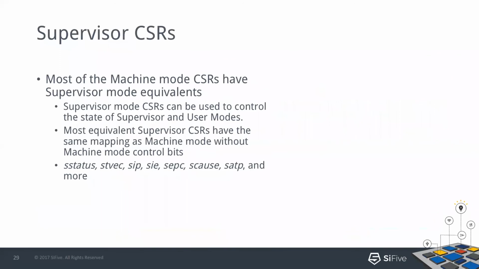All right, supervisor CSRs. Most of the machine mode CSRs have supervisor mode equivalents, and these would be used to control the state of supervisor mode. The bit mapping of these are mostly the same as the machine mode equivalents, and the way you identify between the two is the first letter. The first letter of machine mode CSRs is an M, whereas the first letter of supervisor mode CSRs is an S.